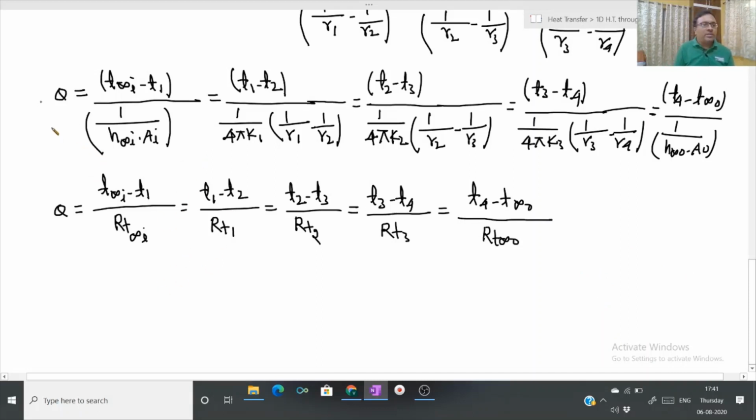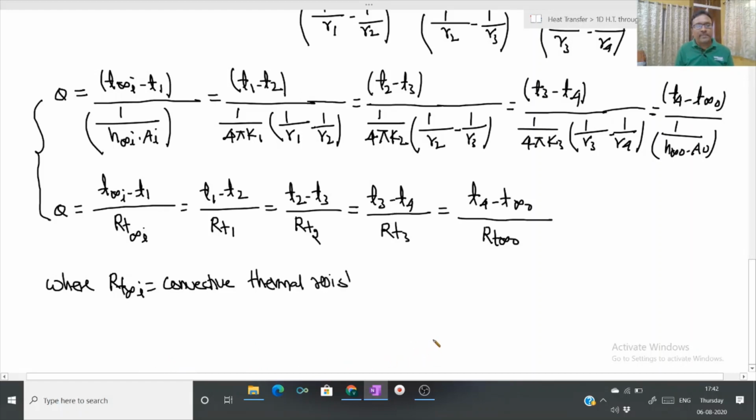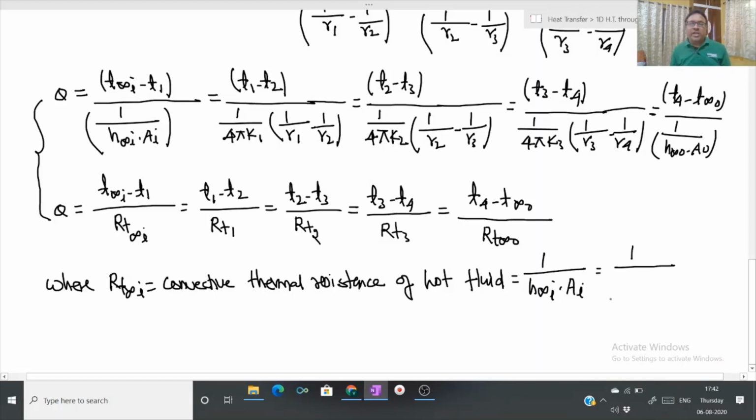Now if I compare these two sets of equations, I can get R T infinity I as the convective thermal resistance of the hot fluid, and it can be given by 1 over h infinity I into A I. Where A I is the inner surface area of the sphere, I can also write it as 1 over 4 pi R1 square into h infinity I, and its unit will be Kelvin per watt.